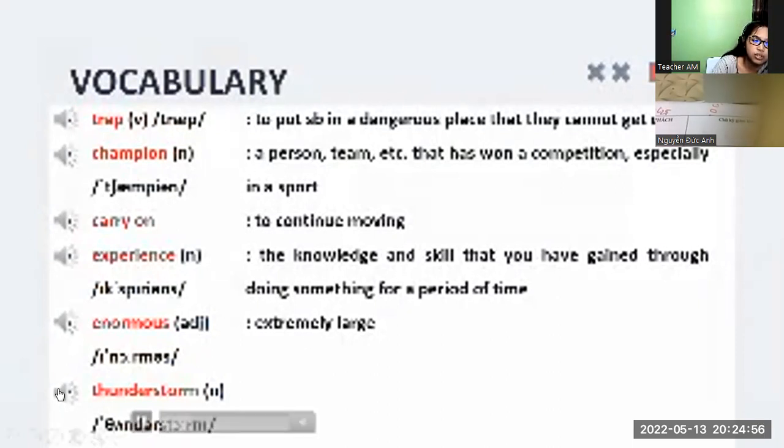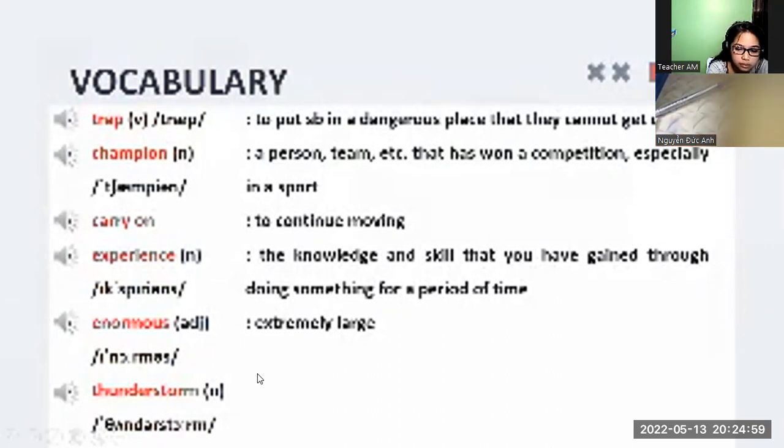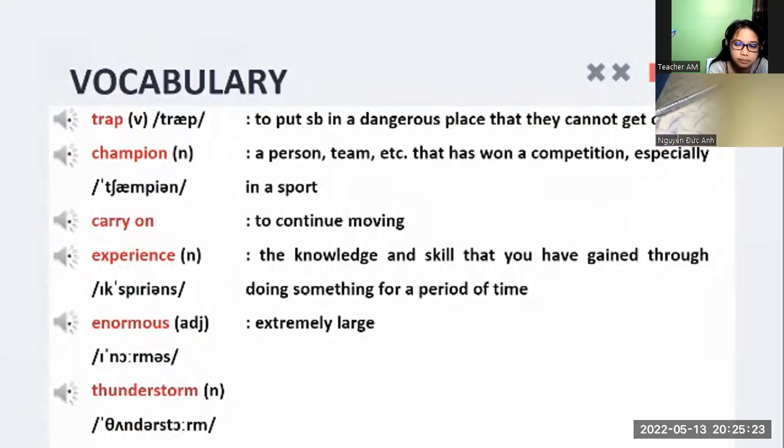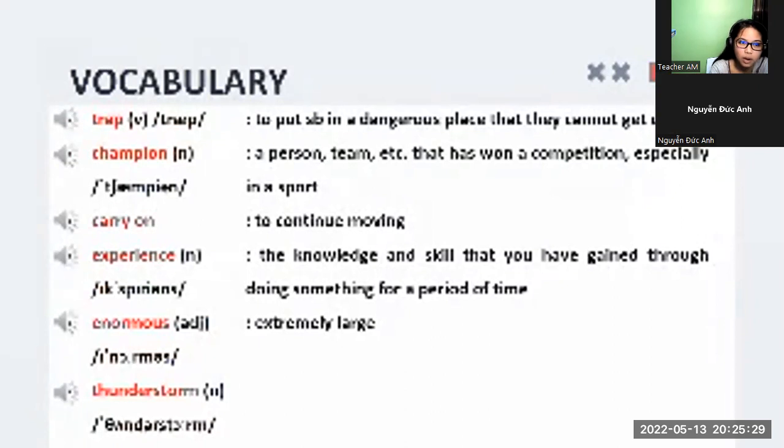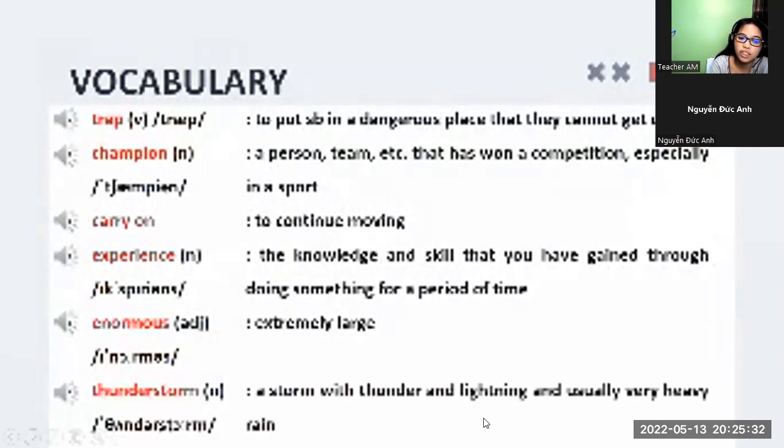Next, we have thunderstorm. Thunderstorm. Okay, so what's your sentence? What is a thunderstorm? It's a thunder and a storm. Okay. So it is a storm with thunder and lightning and usually very heavy rain. Okay. Yes, you are correct. A thunder with a storm.